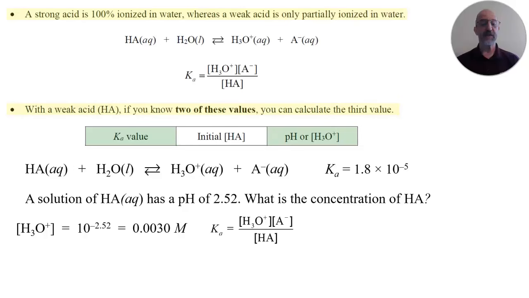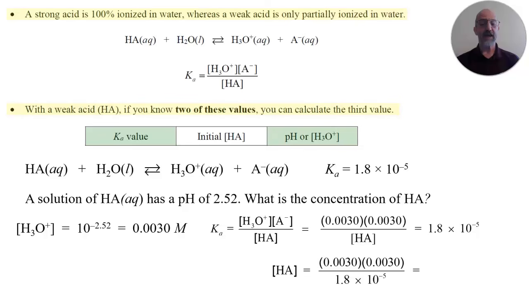I'm going to plug that into the numerator of the Ka expression. Based on that 1-to-1 mole ratio between the hydronium ion and the conjugate base of the weak acid, I've got 0.0030 molar squared on the numerator part. I don't know the concentration of HA, and I set that equal to the Ka value of 1.8 times 10 to the negative 5. A little bit of algebra, and I could solve for HA, and when I do that, I get 0.50 molar for my concentration of HA. So again, you're given two of the three values, and you can solve for the third.